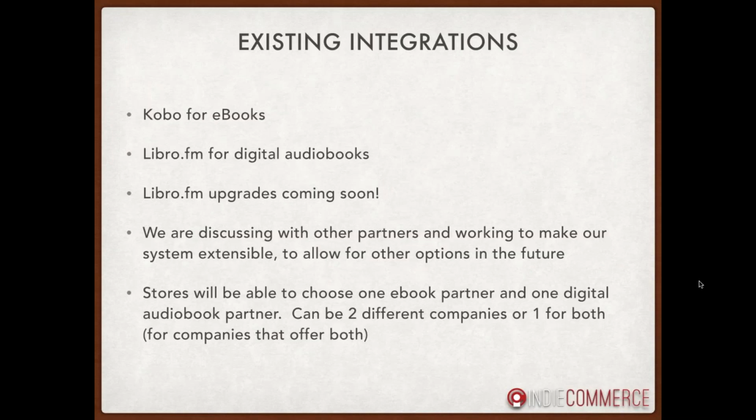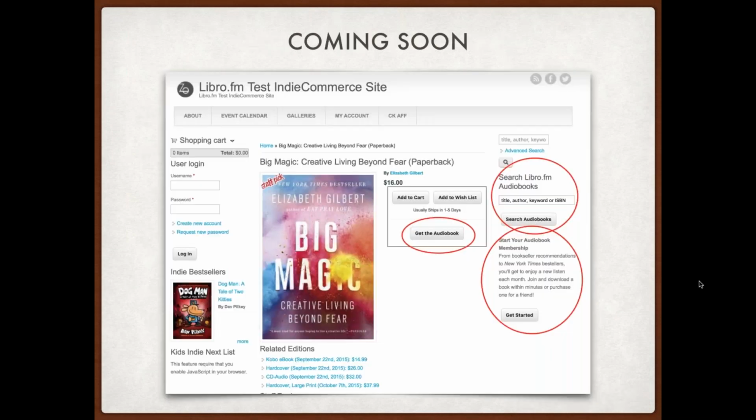A few words about ebooks and digital audio. We have integrations currently with Kobo for ebooks and with Libro FM for digital audiobooks. We have some pretty cool updates to the Libro FM integration coming soon, which I'm going to show you on the next slide. And for the longer term, we're currently discussing with other partners and working to make our system easier to extend. The idea is that we want to allow our members to choose ebook and audiobook providers and to be able to change them out on your site if you wish.